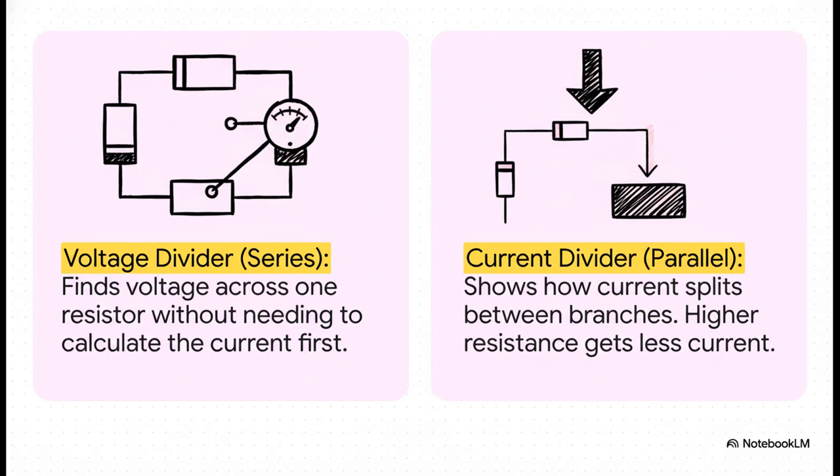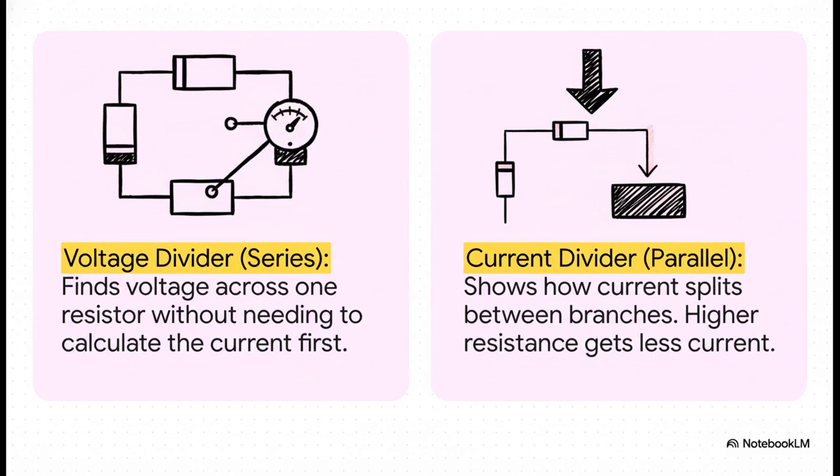Then, for parallel circuits, you've got the current divider rule. This one is an absolute lifesaver. It tells you exactly how the current splits up between the different branches. And just remember the logic. It's simple. Electricity is lazy, right? It follows the path of least resistance. So the branch with the higher resistance, it's going to get less current.